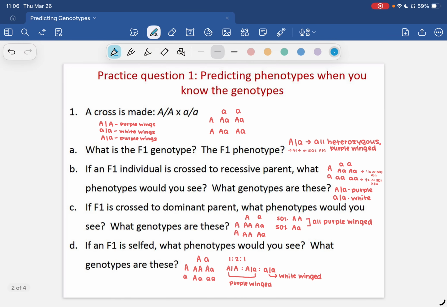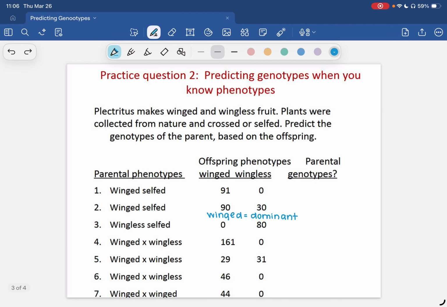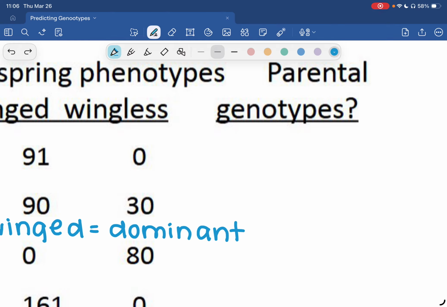Kind of like how we explained in this example here, how the purple, you had your homozygous dominant here, and then your heterozygous individuals, they both appeared as purple. In this example, your 3 is showing both your homozygous dominant and your heterozygous individuals. So that's how you know that winged is dominant. Okay, so let's go back up to the top for the winged selfed. You have all winged individuals and no wingless. So in this case, I know that the individual would have to be a homozygous dominant times another homozygous dominant.